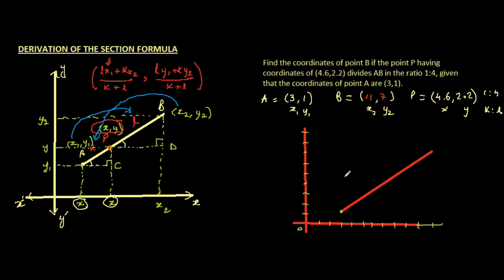So P is 4.6, so if this is 4.6 it would be somewhere here. Okay, and 2.2, yes, it should be here. So this is where the point P is, and this is A and this is B. So do you think this is one portion and this is 4 portions? Well, maybe the figure is not accurate, but it does look approximately 4 times the length of AP.